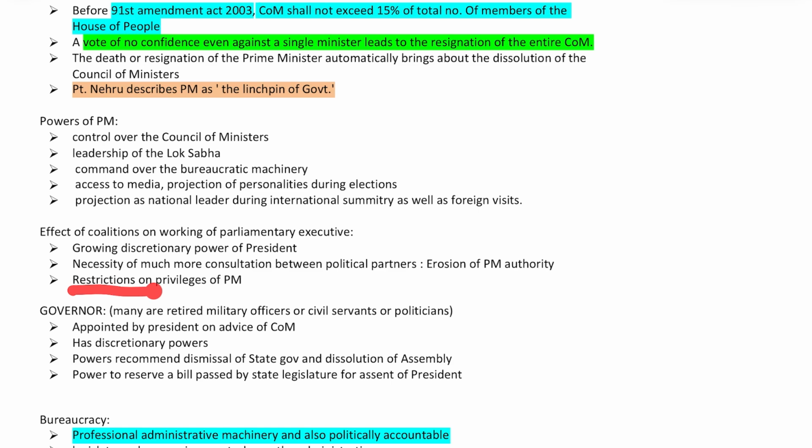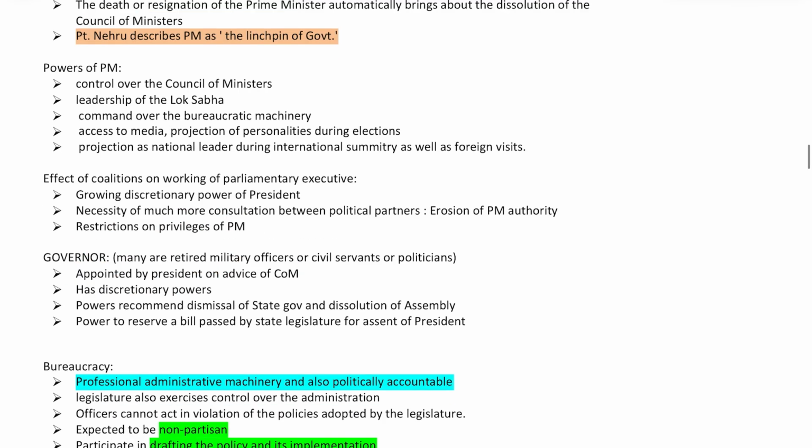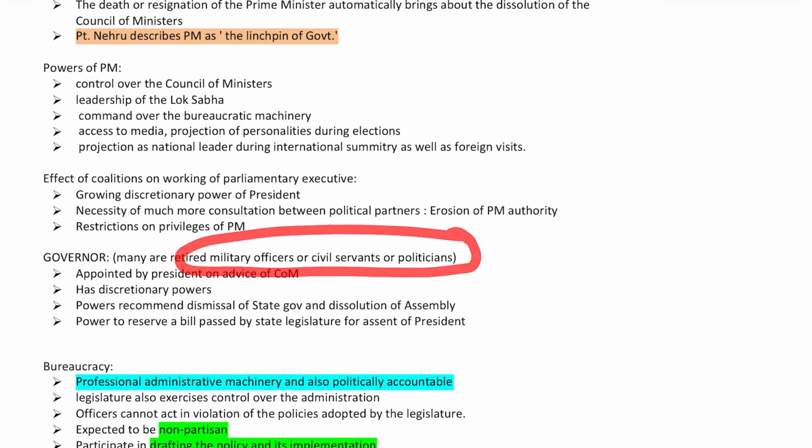Then the restrictions on the privileges of the prime minister. Similar to the office of president, we have the office of governor in the state legislature. Many governors are retired military officers, civil servants, or politicians. This is not written in the constitution. This is just a general norm or convention which we see.